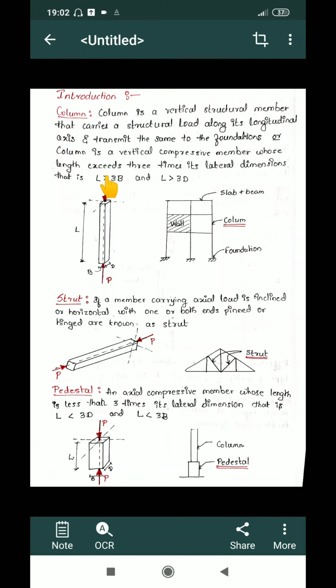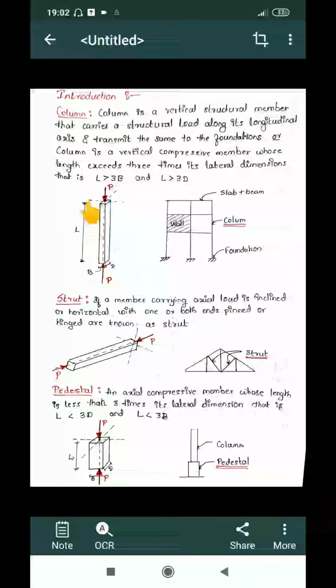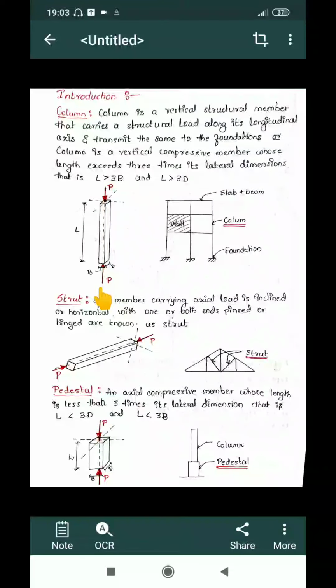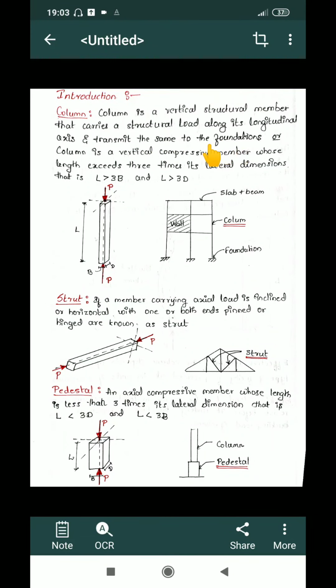Suppose this is the column, this is the width, this is the depth, and this is the length. The load applied on the column, that is a structural load, is passing along the longitudinal axis, which passes through the length of the column. If I take this as a column, then this YY axis is the longitudinal axis, and the XX axis and ZZ axis are the lateral axes. So the structural load passes along the longitudinal axis and transmits the same to the foundations.